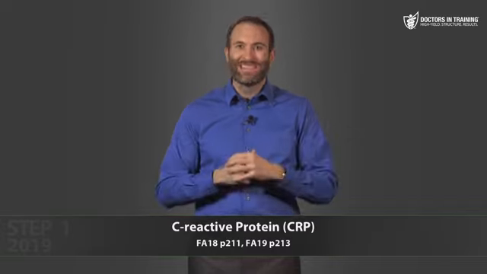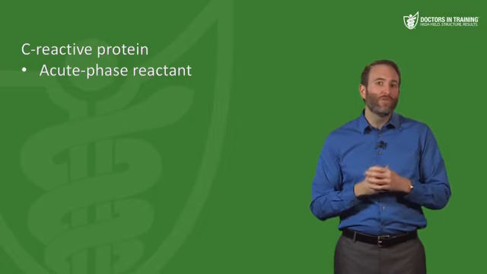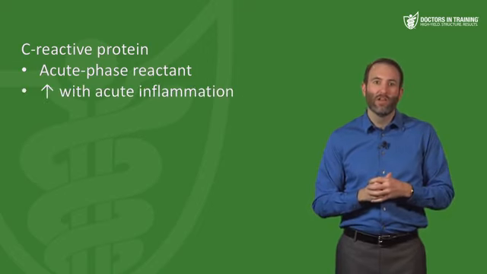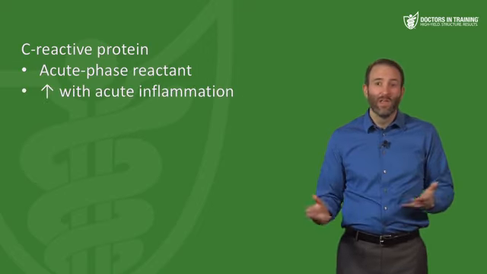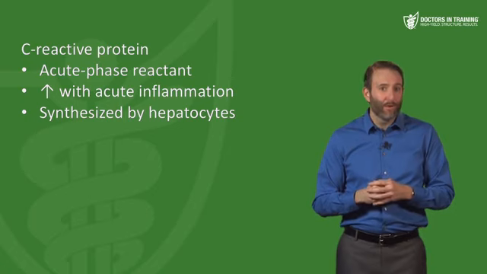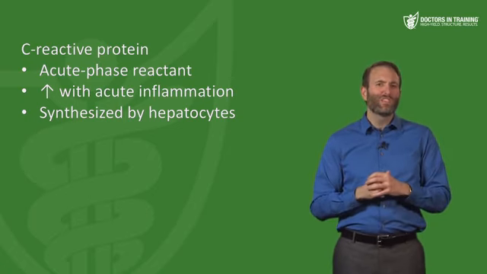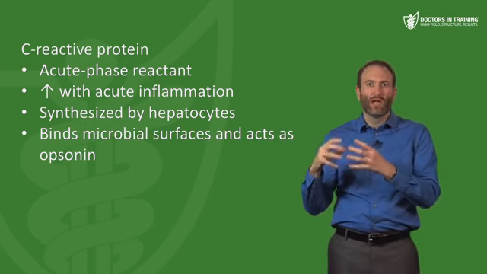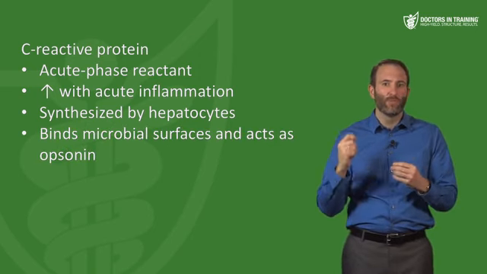Now, another nonspecific lab test that we use to detect inflammation is the C-reactive protein, or CRP. So this is another acute phase reactant like fibrinogen, and like the ESR, this is also elevated whenever there's acute inflammation. Now, CRP is made in the liver by hepatocytes, and we think that it's probably going to function to help clear bacteria by binding to microbial surfaces and then acting as an opsonin.